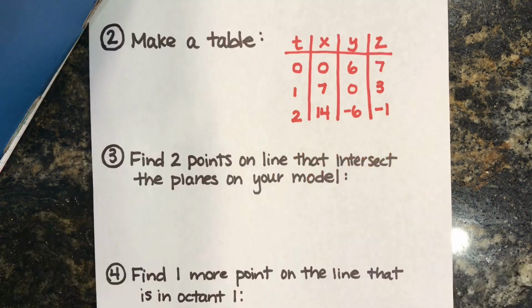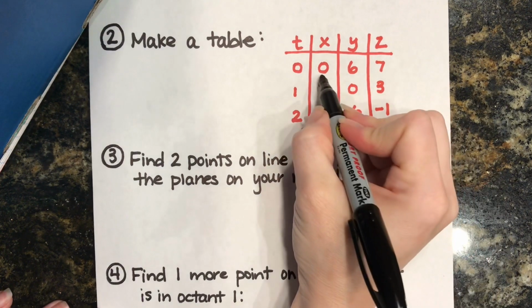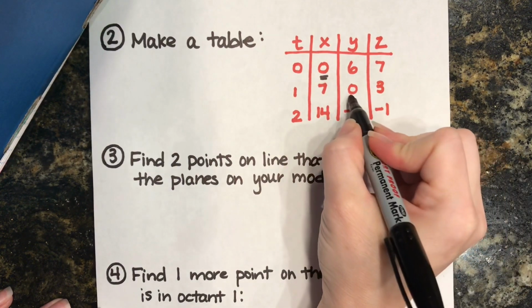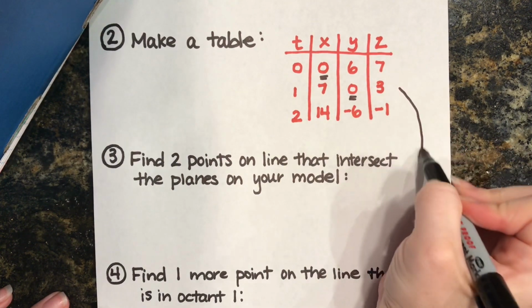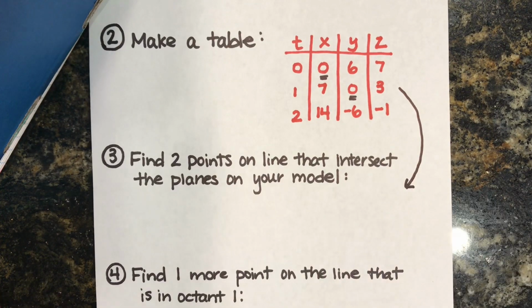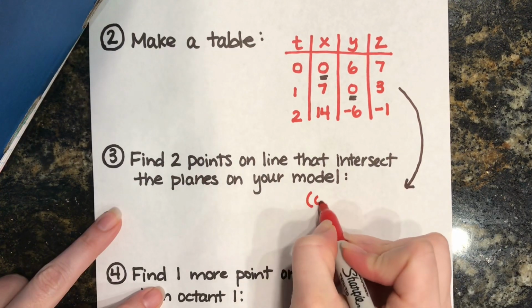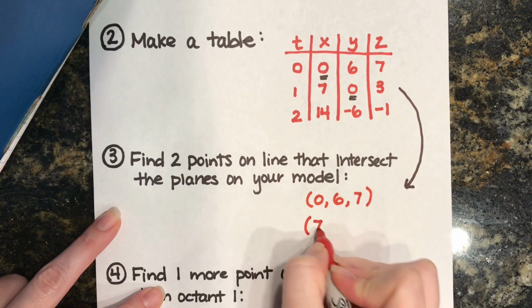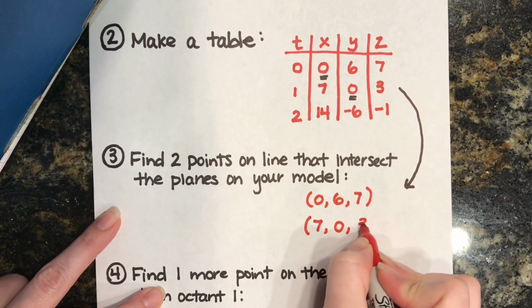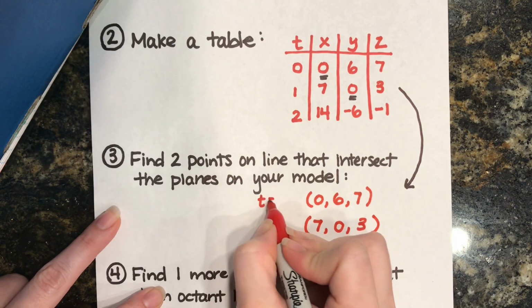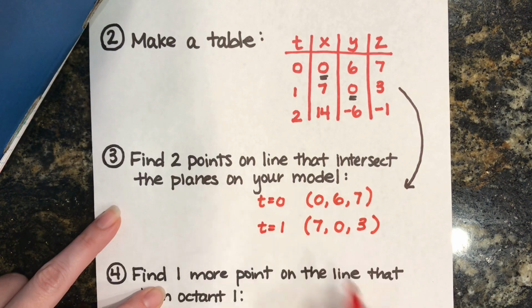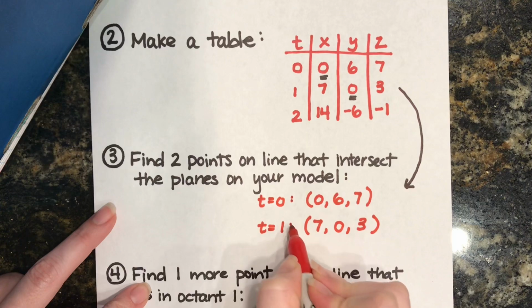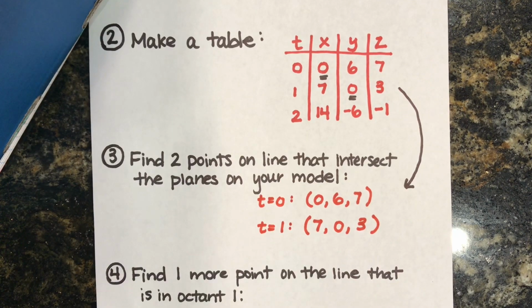From that table, we'll choose two of those points, since 2 points determine a line. I'll want to stay away from any points that have negative values, since we only graphed octant 1, so I've chosen the ones that go with t equals 0 and t equals 1. I also feel good about these points because of the x equals 0. I know that point will be on the YZ plane, and my other point that has a y equals 0, that point will be on the XZ plane.